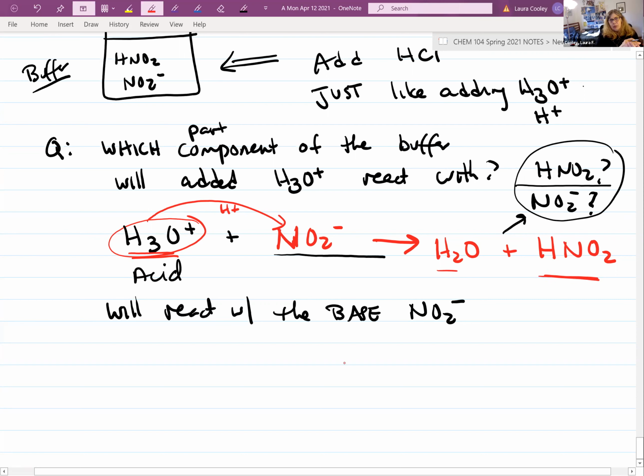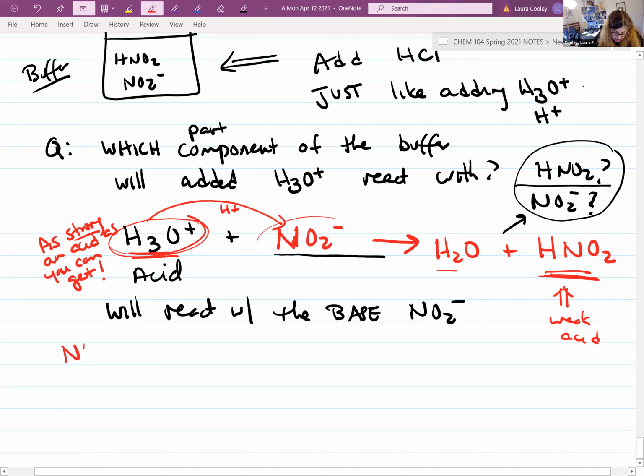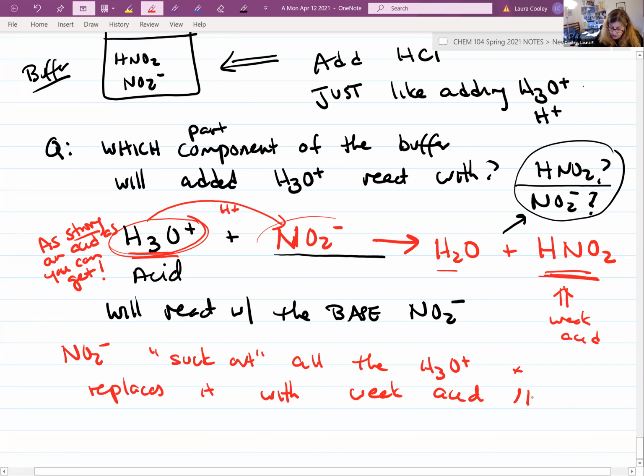It's like you've taken the H3O plus and the NO2 minus has sucked it out of the solution to form a weak acid. So you started with H3O plus, which is about as strong an acid as you can get. It really lowers the pH having H3O plus there. And the NO2 minus gets rid of it, kind of sucks it out, and this is what you end up with. It's like you're replacing a strong acid with a weak acid. So I'm going to say that the NO2 minus sucks out all the H3O plus and replaces it with the weak acid HNO2.